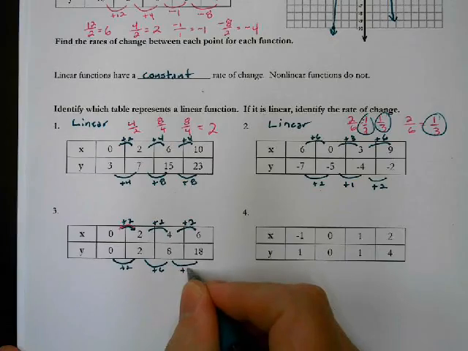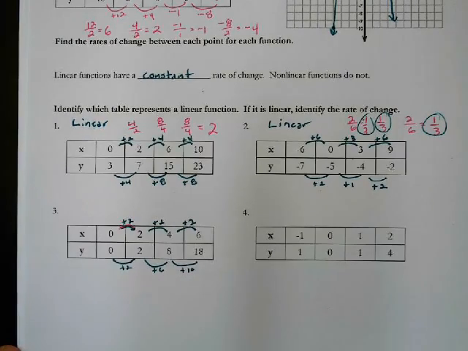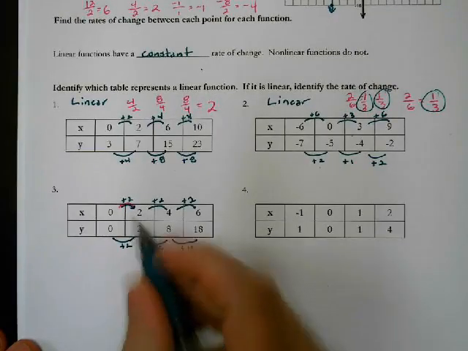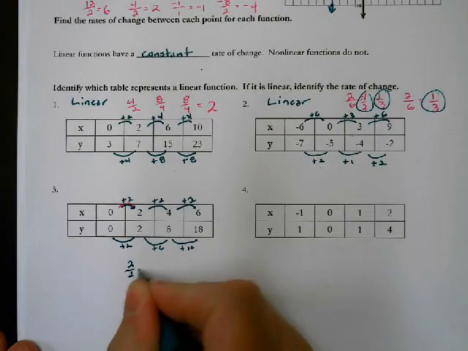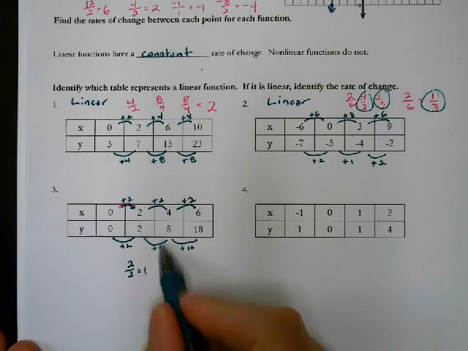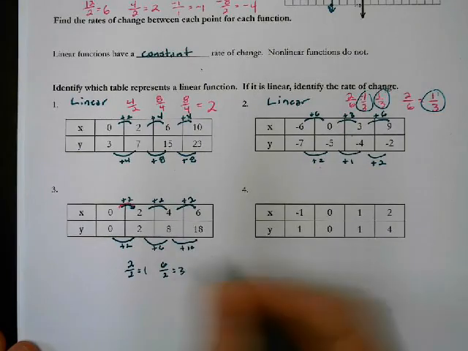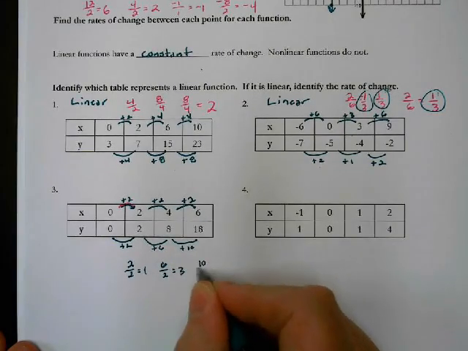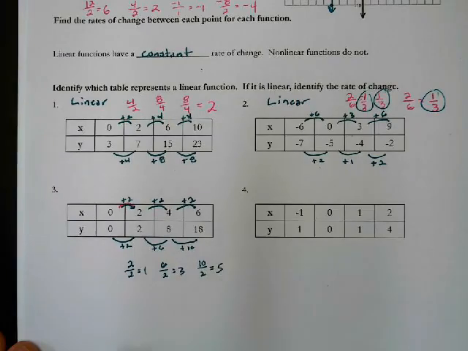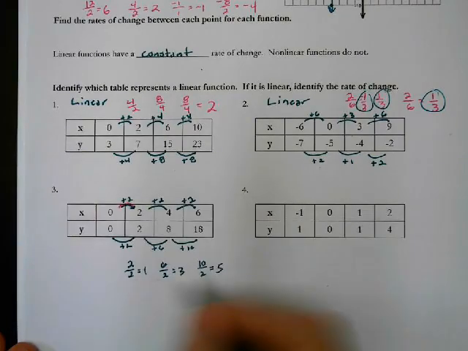So let's look at the rates of change for this one. This one is 2 over 2. That's 1. This one is 6 over 2. That's 3. This one is 10 over 2. That's 5. The rates of change are 1, 3, and 5. Those are not constant. They're different each time. Therefore, this is not linear. It's something else. So this will not make a line. This is nonlinear.